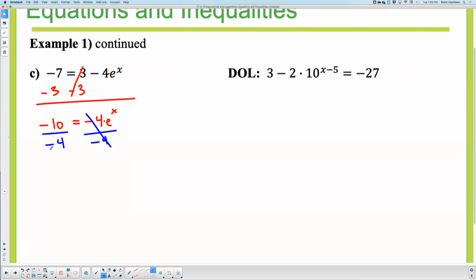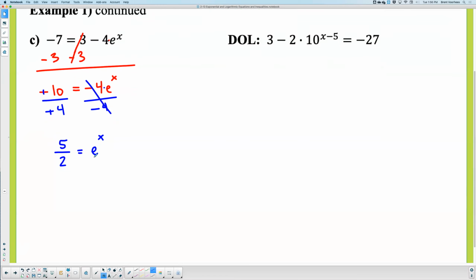What happens when you have a negative divided by a negative? Positive. And I'll reduce this. What number goes into both 10 and 4? 2. 2 goes into 10 5 times. 2 goes into 4 twice. I reduce that by a factor of 2. I've divided out a 2 from the numerator and denominator. So 5/2 equals e to the power of x. Now we've isolated our exponential.